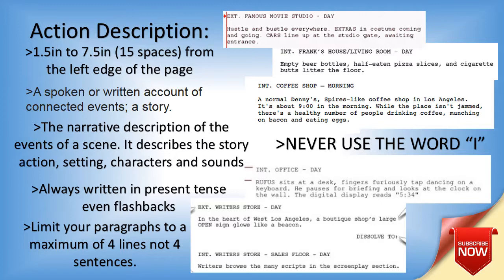Who knows? Let's see. Interior, coffee shop, morning. A normal Denny's. So there you go. You know where it is. It's a Denny's, breakfast place. Spire or Spear-like coffee shop in Los Angeles. It's about 9 in the morning. I don't know why he mentioned that unless it's integral to the story later, but it's okay. While the place isn't jammed, there's a healthy number of people drinking coffee, munching on bacon, and eating eggs.